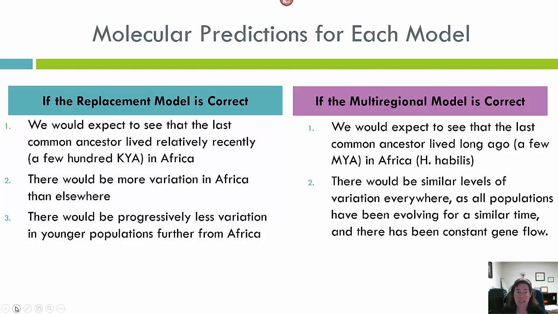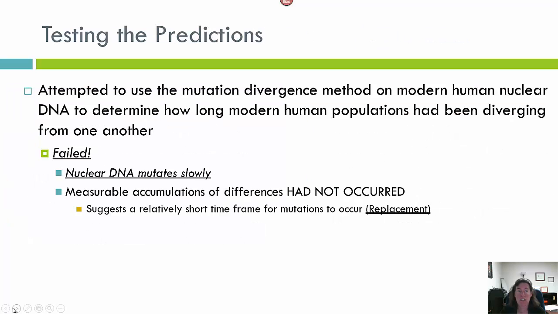But if the molecular data is correct, and the replacement model is correct, we expect to see that the last common ancestor lived relatively recently in Africa. We would expect that there would be more variation in Africa than anywhere else, and that there'd be progressively less variation in younger populations further from Africa. If the multi-regional model is correct, molecular predictions would be that we'd expect to see the last common ancestor lived long ago, a few million years ago in Africa, such as Homo habilis, and that there'd be similar levels of variation everywhere, as all populations have been evolving for a similar time, and there has been constant gene flow.